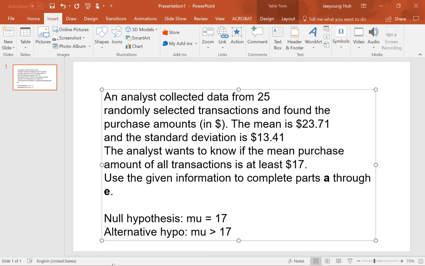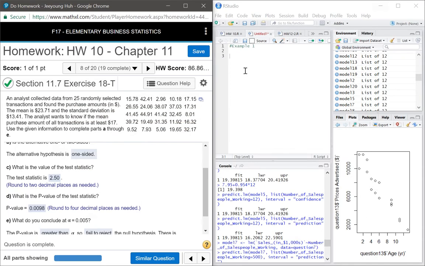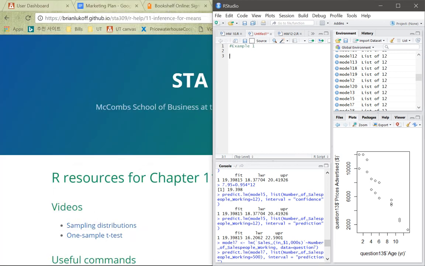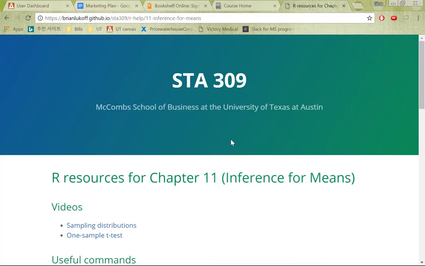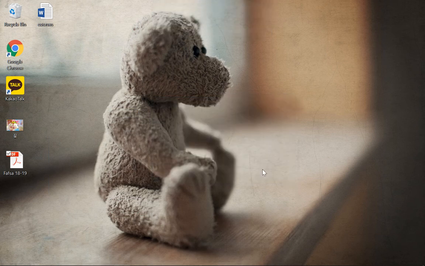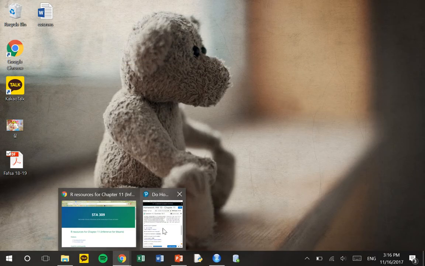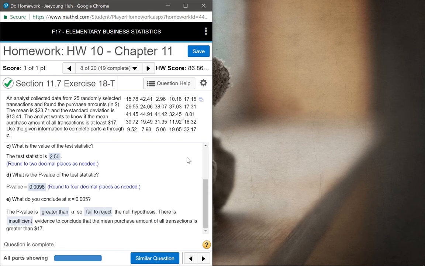Because the alternative hypothesis is greater than 17, would this be a one-sided or two-sided test? One-sided, awesome. It would be two-sided if it's not equal to 17. And now we're going to look at finding the test statistic and p-value.